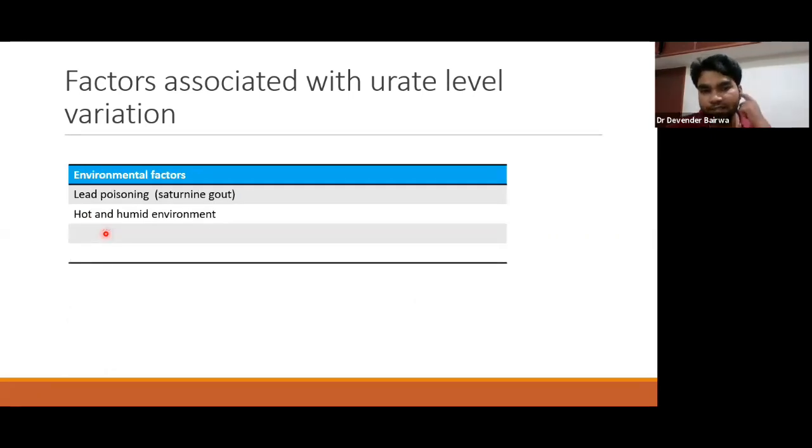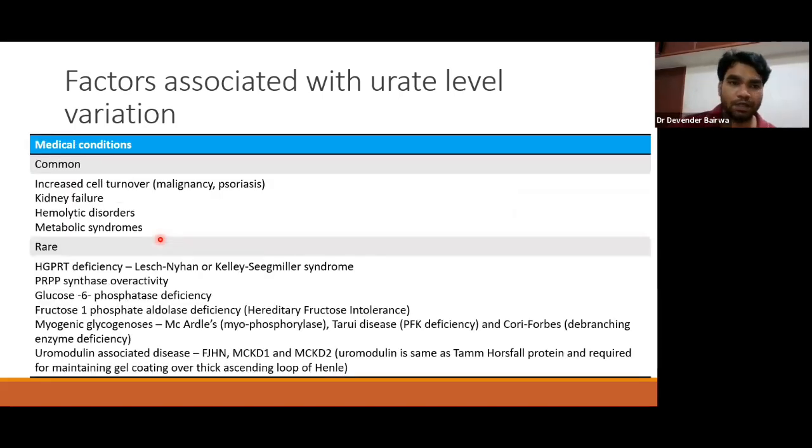Then environmental factors. Lead poisoning is known as saturnine gout because there can be hypertension, renal failure, and hyperuricemia. This triad is known as saturnine gout. A hot and humid environment can also precipitate attacks of gout, because with dehydration there will be more saturation of uric acid, leading to more attacks. So these are the clinically important factors which affect uric acid levels.